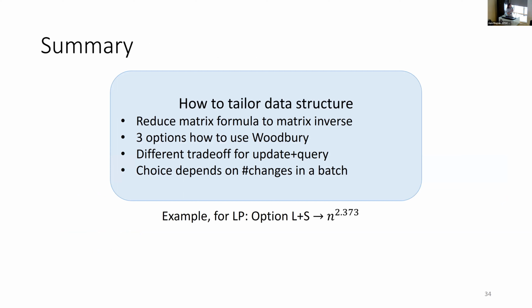So the summary here is that if you want to create a data structure that is more tailored to your problem, what you can do is, whatever formula you have, reduce it to matrix inversion. Then there exists the Woodbury identity, which actually has these three options on how you can use it. And now there are different trade-offs for these options between update and query time. So you basically just need to mix and match that depending on what your outer algorithm requires. Do you need a lot of queries or are your updates really large? And that really depends on your outer algorithm. In case of these linear program solvers, using something like option L for large K and option S together gives you this current matrix multiplication algorithm.